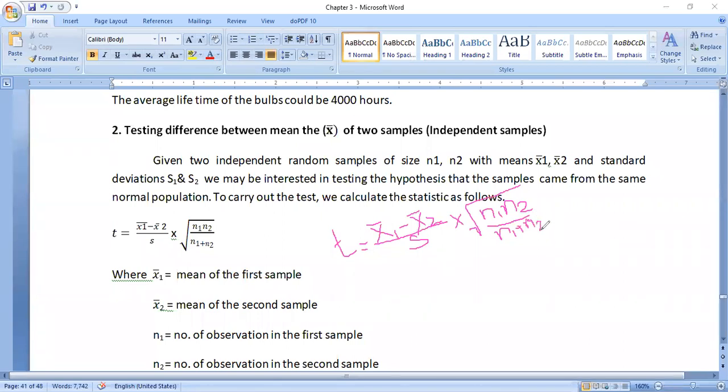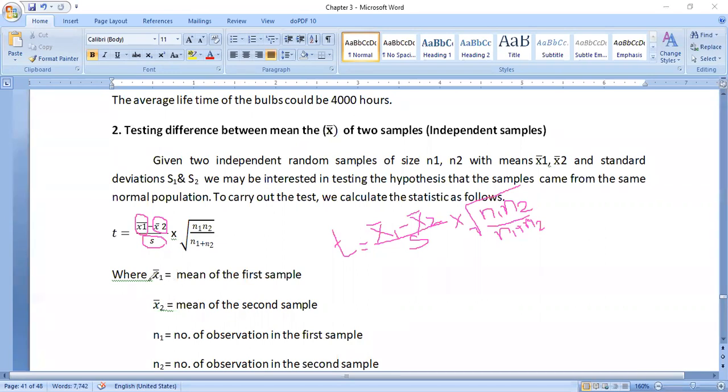In this formula, we need to find out the x bar 1 value, the x bar 2 value and the s value. For s we have one more separate formula, which we already discussed in the previous problem. Then n1 and n2 information will be given independently. Two independent samples are involved here: the first independent sample indicates n1 and the second independent sample indicates n2.